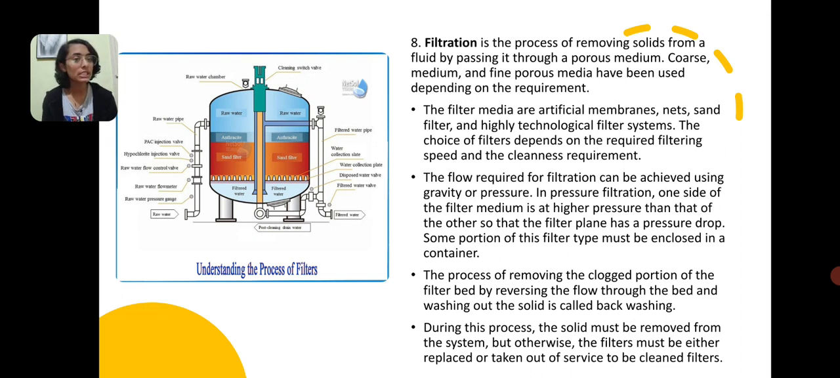The choice of filters depends on the required filtering speed and the cleanness requirement. The flow required for filtration can be achieved using gravity or pressure. In pressure filtration, one side of the filter medium is at higher pressure than that of the other so that the filter plane has a pressure drop. Some portion of this filter type must be enclosed in a container. The process of removing the clogged portion of the filter bed by reversing the flow through the bed and washing out the solids is called backwashing.